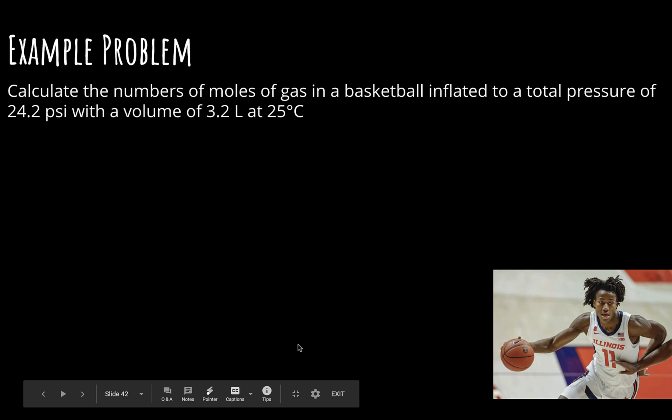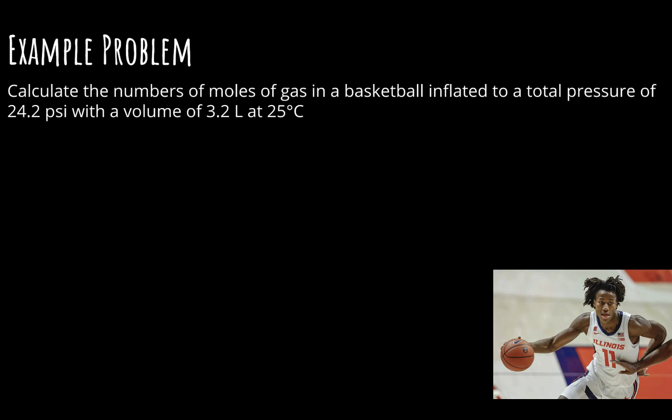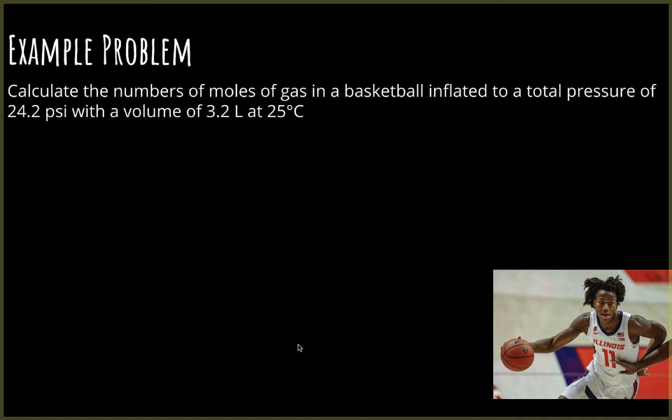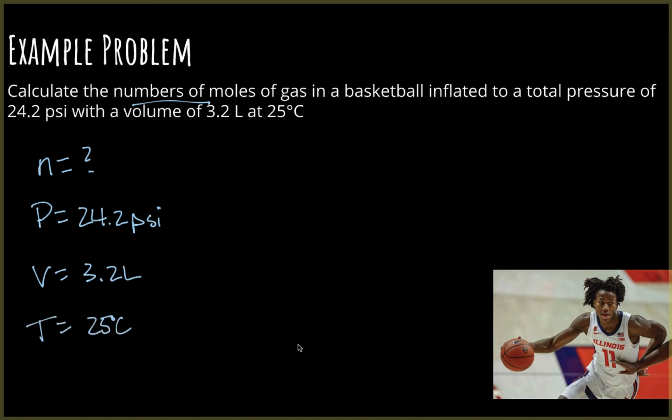Okay, so this next example will show us what happens when we're not given all the correct units that we need. For this one, I'm going to start it the same way. What is the number of moles of gas, so moles of gas is what I'm looking for, in a basketball that is inflated to a total pressure of 24.2 psi with a volume of 3.2 liters at a temperature of 25 degrees Celsius. Again, my R value is going to be the same, 0.0821 liter atm per mole K.